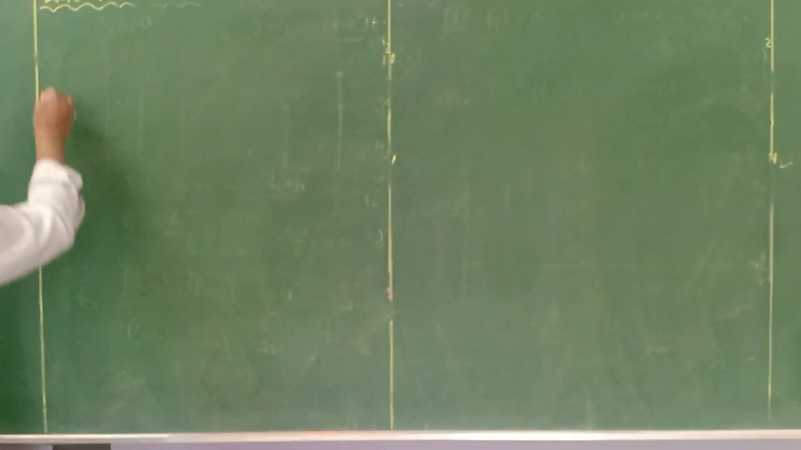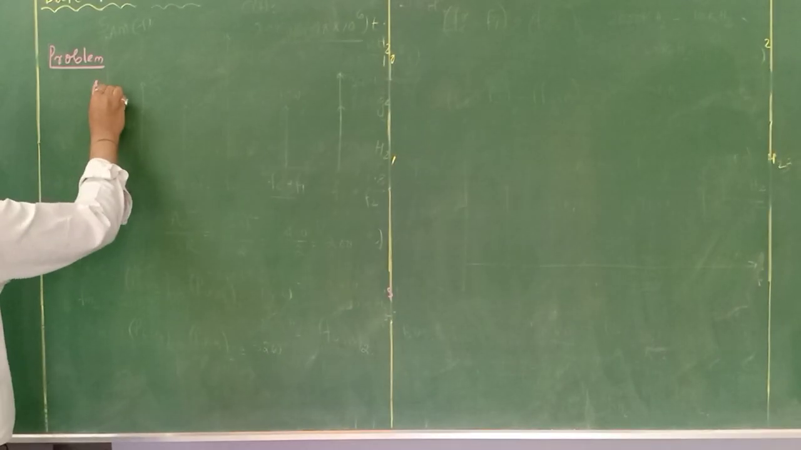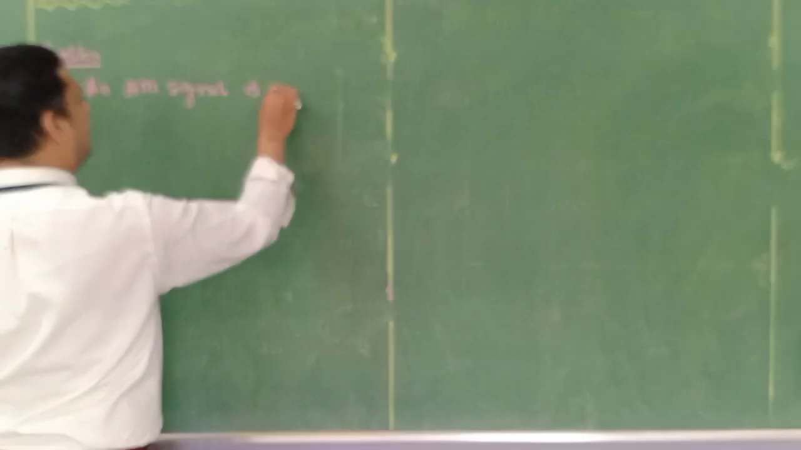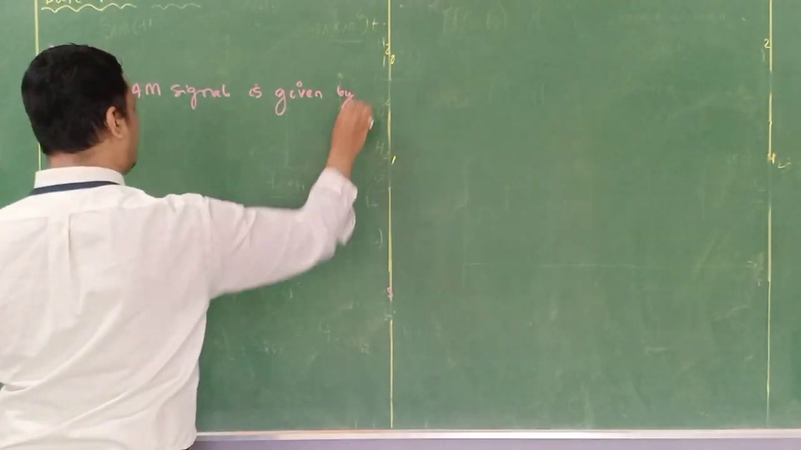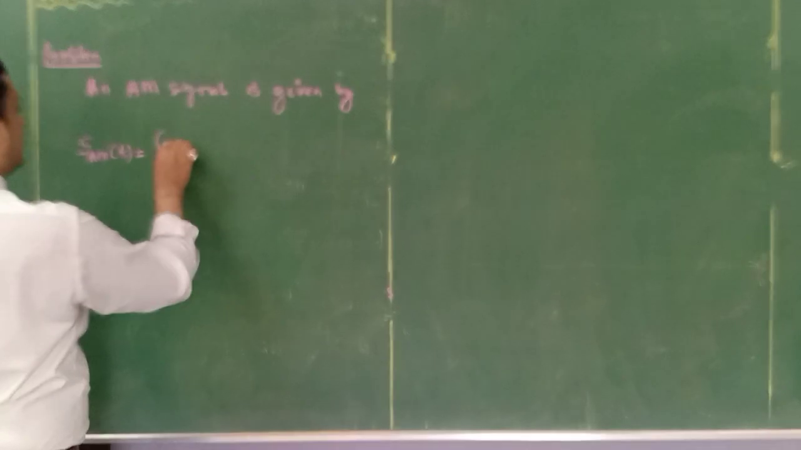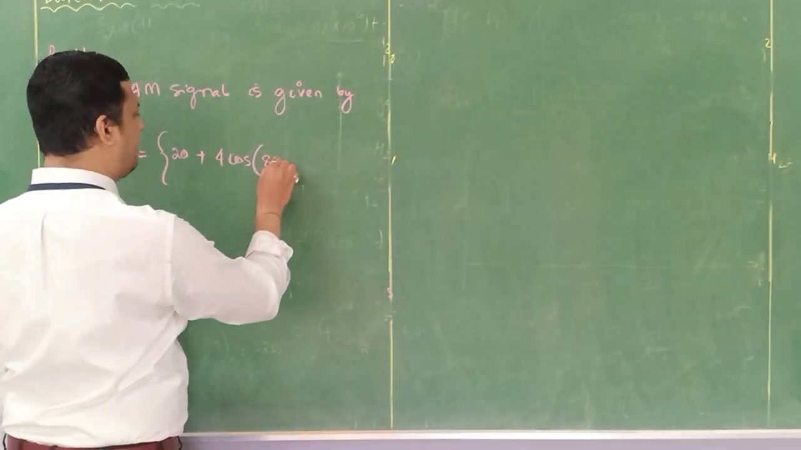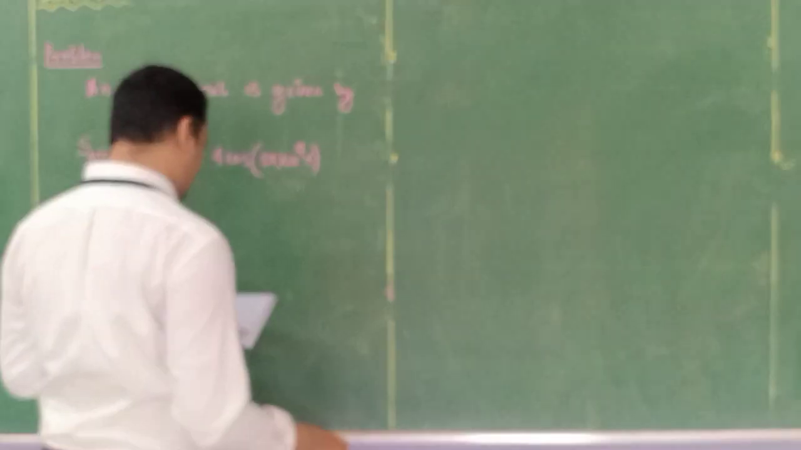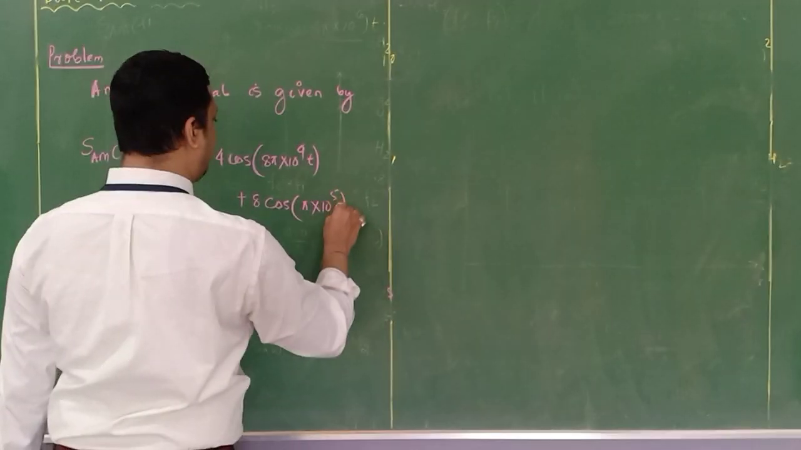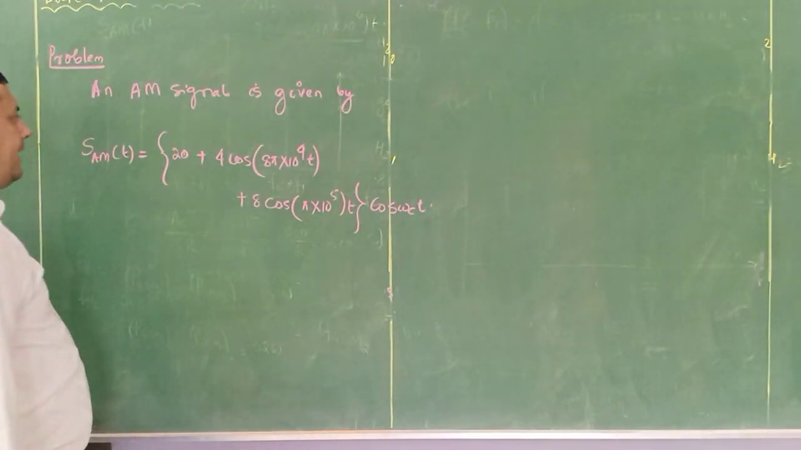Now one more question is, an AM signal is given by S AM of t, which is equal to 20 plus 4 cos 8 pi into 10 to the power 4 t plus 8 cos pi into 10 to the power 5 t, whole into cos omega c t. So this is the AM signal.